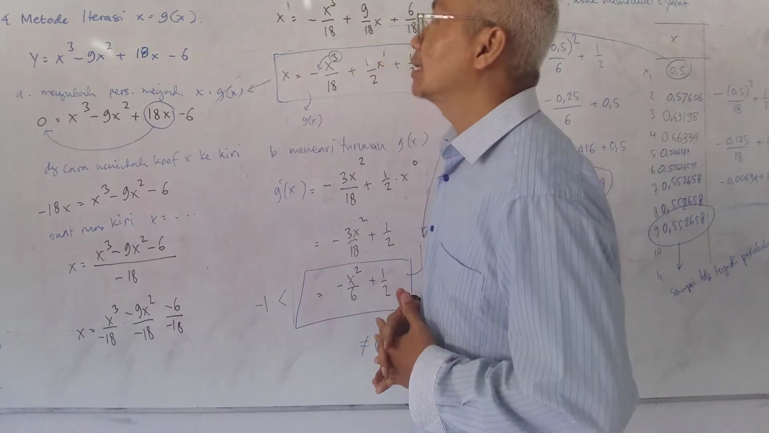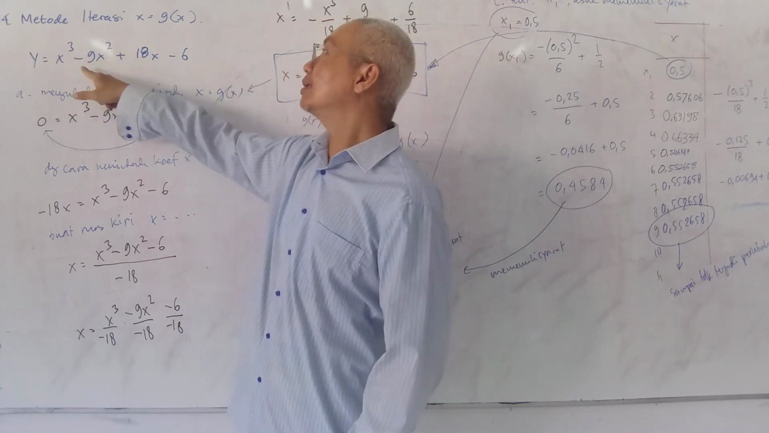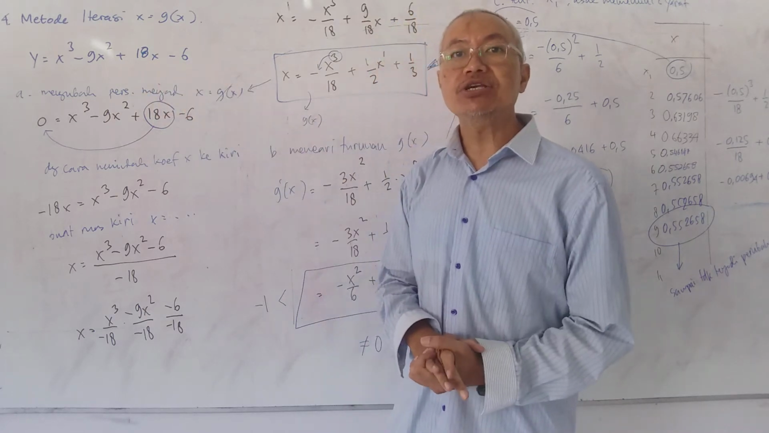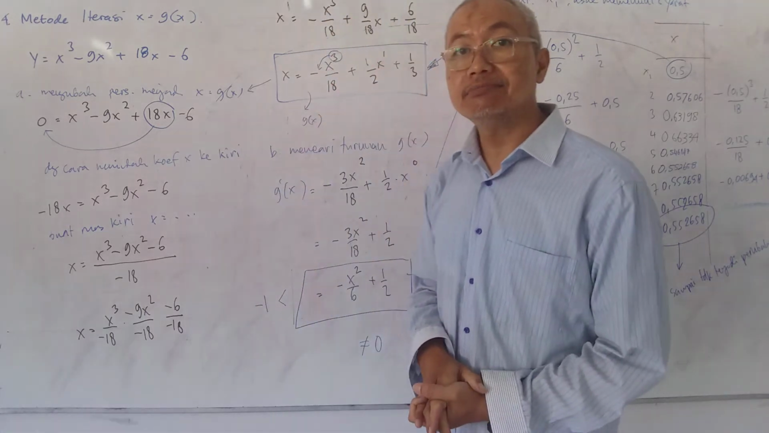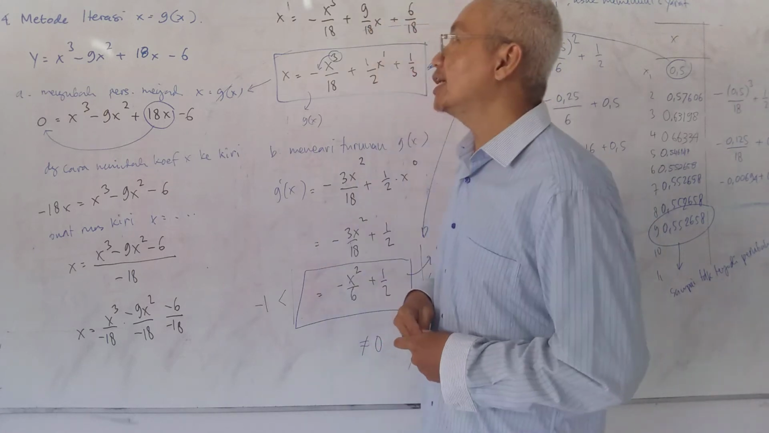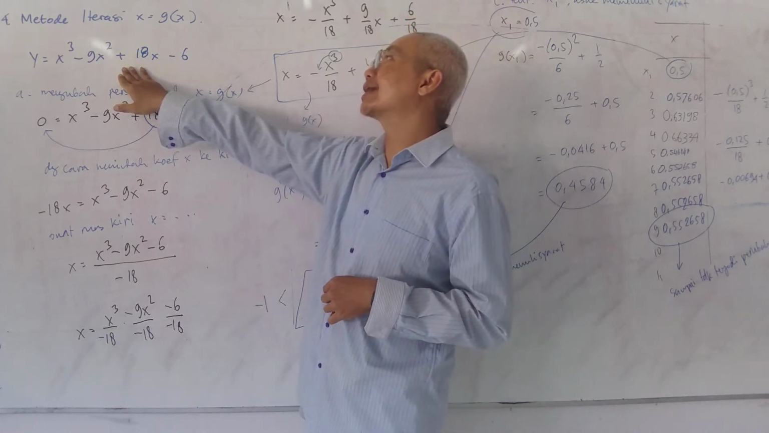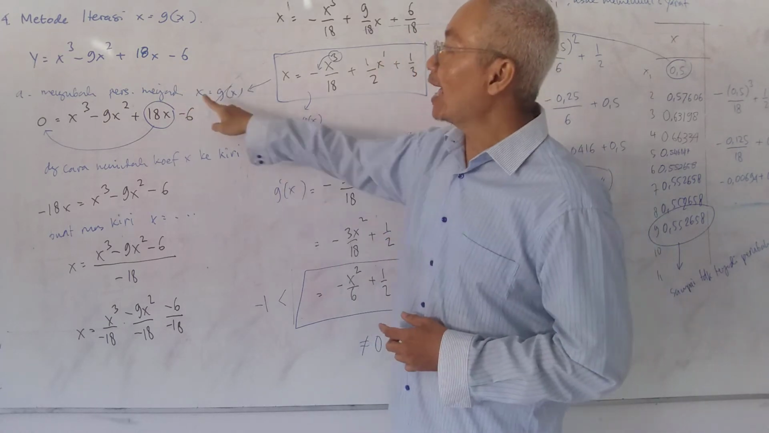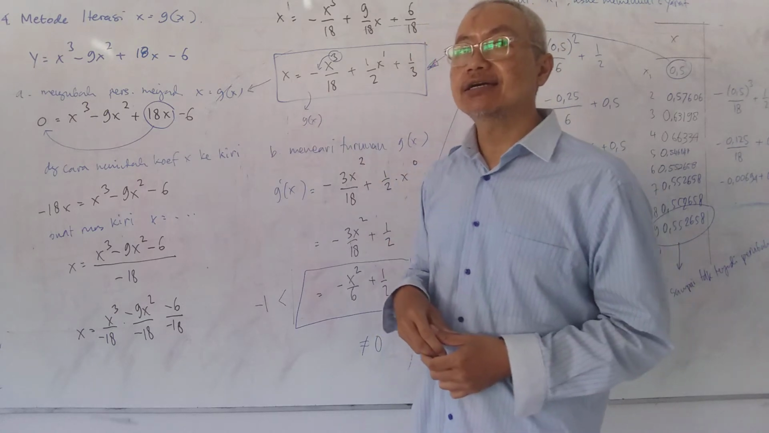For example, I have the equation y equals x cubed minus 9x squared plus 18x minus 6. So how do we solve this equation using the iteration x equal to g(x) method? The first step, you should transform the equation x cubed minus 9x squared plus 18x minus 6 into the form of x equal to g(x).